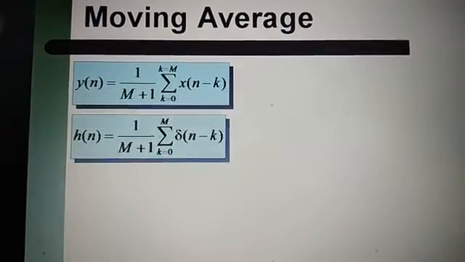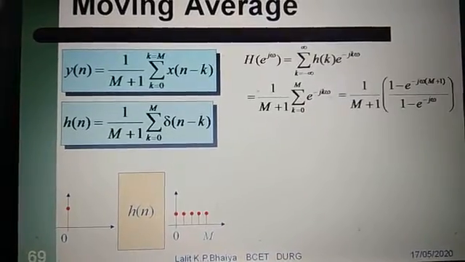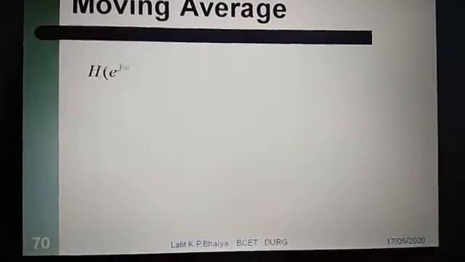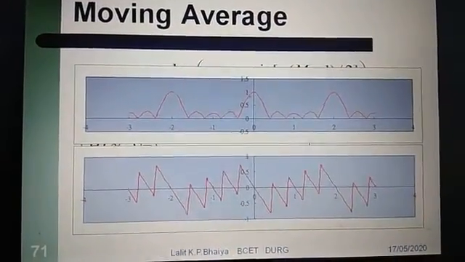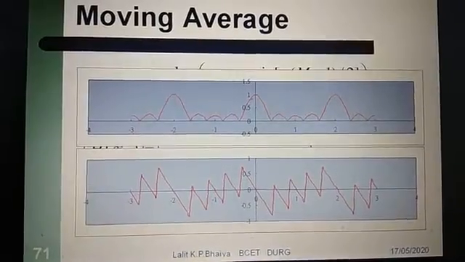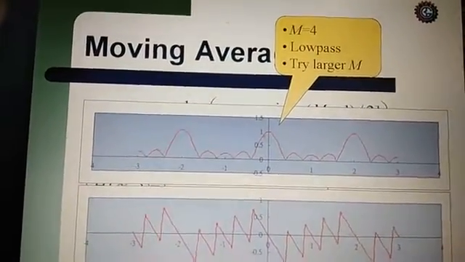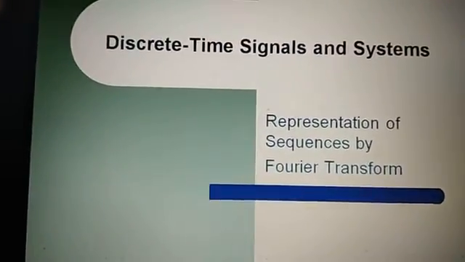This is the moving average shown here. You can go through the moving average and calculate the values for different responses. So this is the moving average response, the frequency response for M equal to 4 filters, low pass, and try larger M.